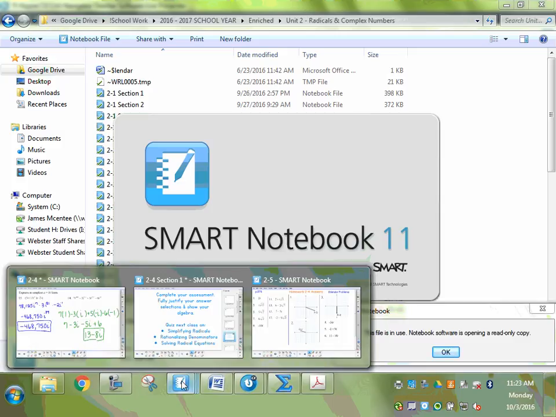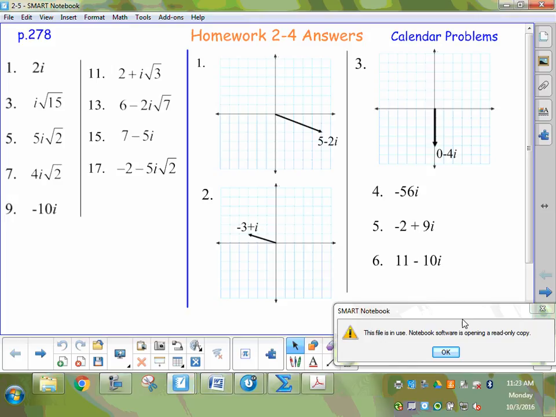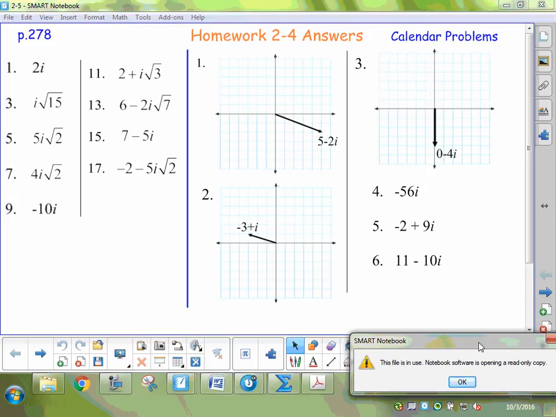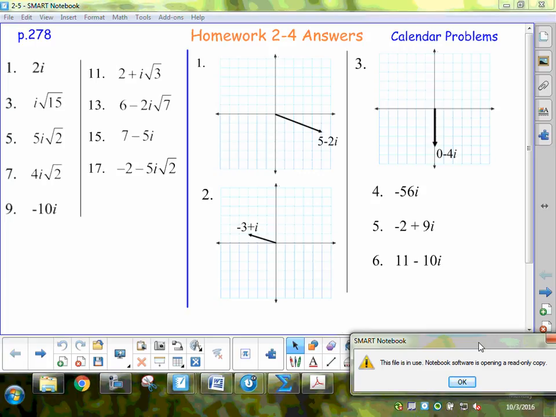Oh, do we have a copy open? 2-5. Here you go. Here's the answers to the homework that you've got for tonight. What do you have waiting for you when you come in next time we have class? Quiz. Now, this will be up for the rest of the time. If you need to take a picture of it, that's fine.